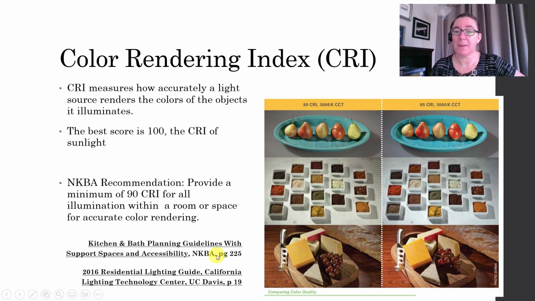And so you can see in this picture here, we have two examples. On the left is an 80 CRI light source, and the right is a 95 CRI light source. I invite you to pause and compare these two photos if you can. And so you can really understand why this is very important, especially for kitchens and those food prep tasks. It's also important for bathrooms and the grooming tasks.